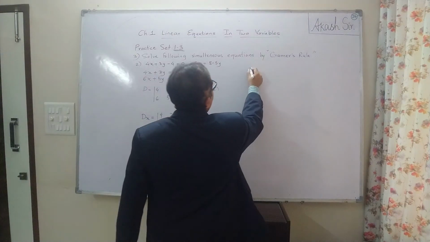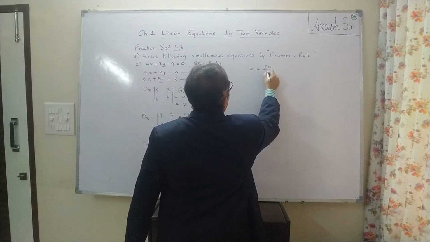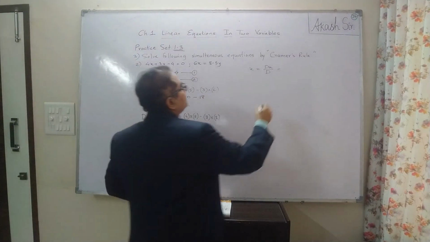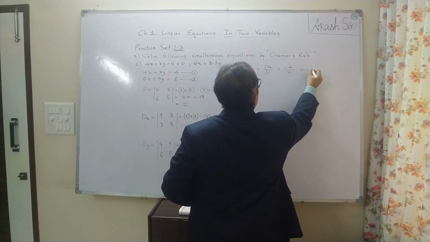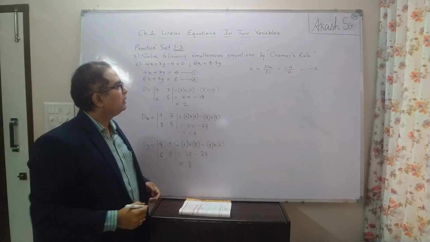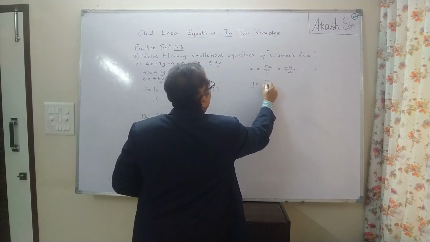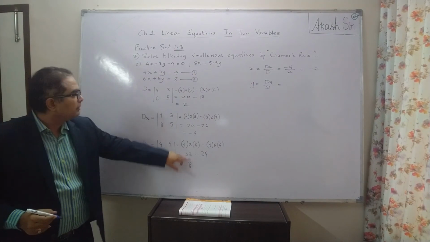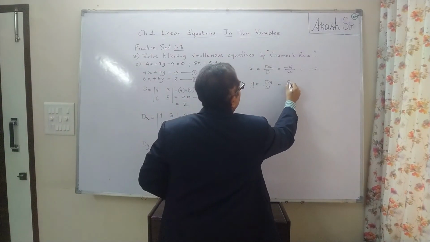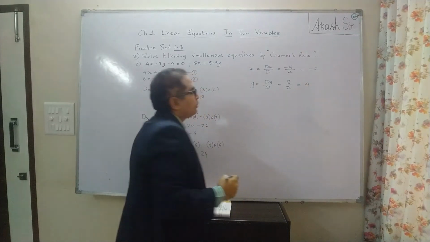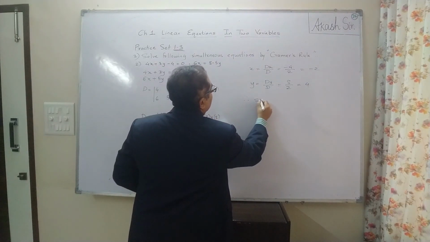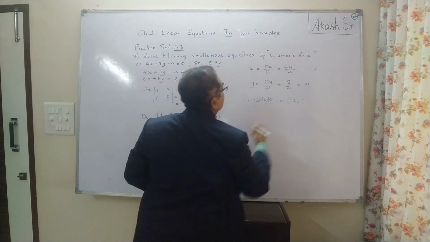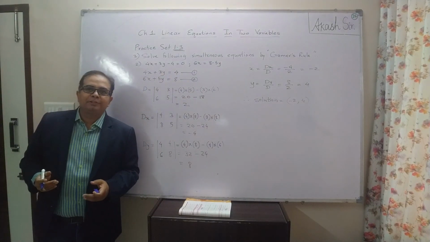What is the formula for x? x is equal to Dx upon D. So Dx upon D will be minus 4 upon 2. Answer is minus 2. So y is equal to Dy upon D. That was the formula for y. Dy is 8 upon 2, equal to 4. So what is my solution? Solution is minus 2 comma 4. This is my answer. Understood this? Thank you.